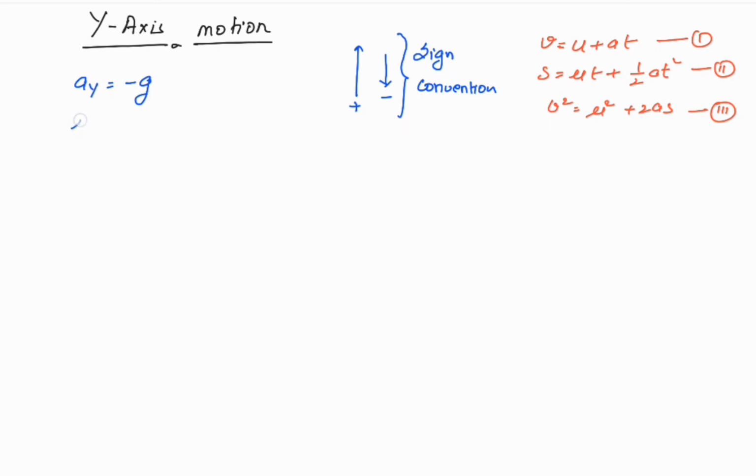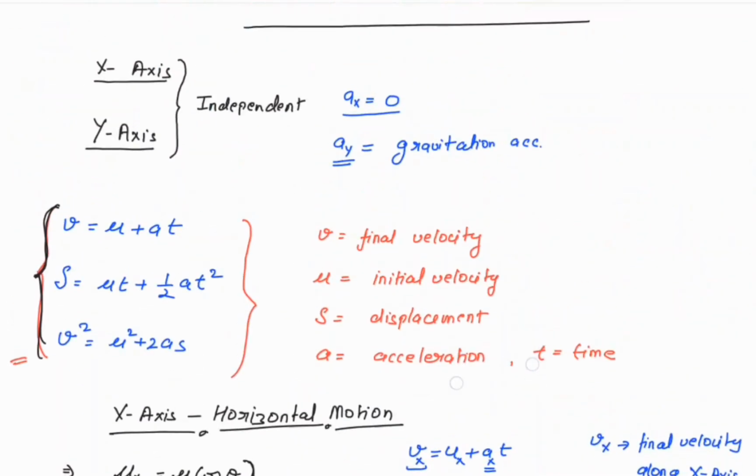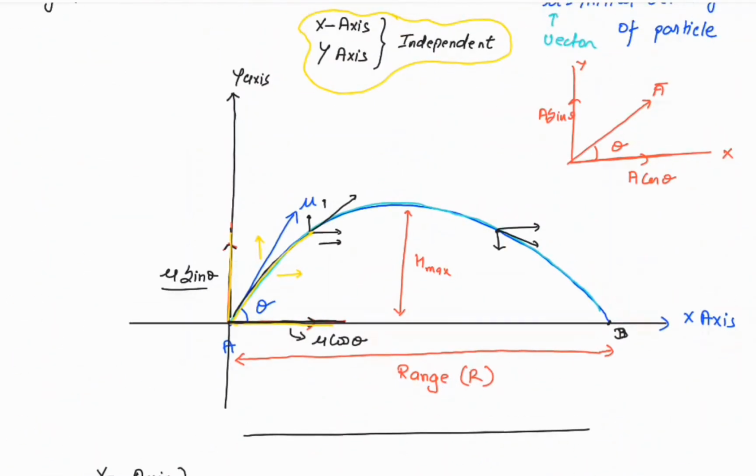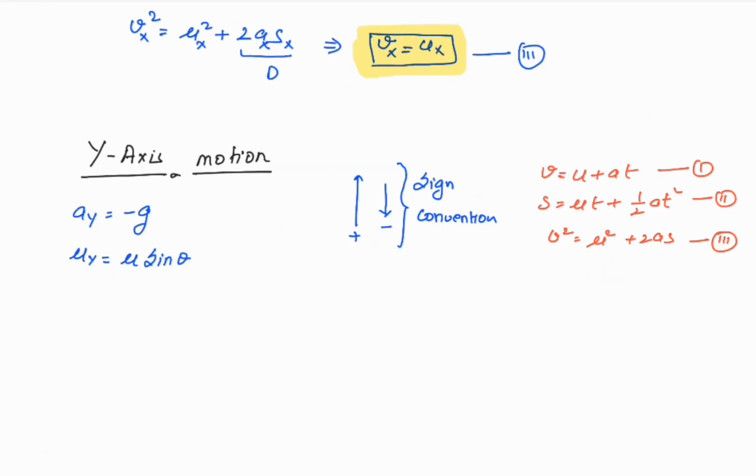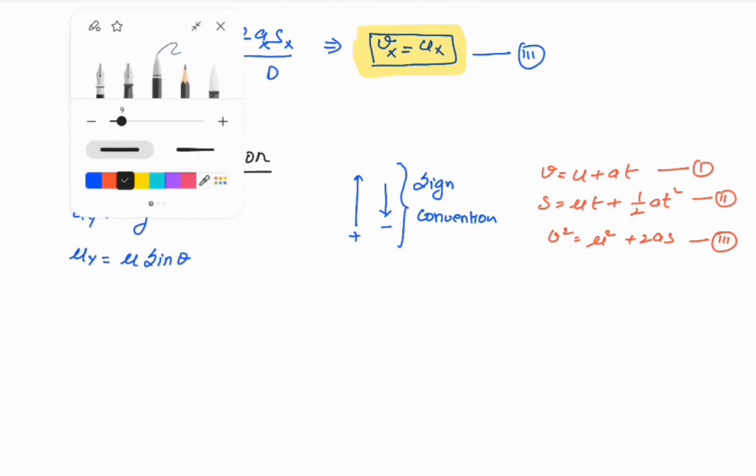Now, if you look at the initial velocity in the y direction in the above diagram, what is the initial velocity for the y-axis in this diagram? This is the initial velocity of the given projectile in the y direction. This is the initial velocity in the y-axis. Now we are going to modify the equations.